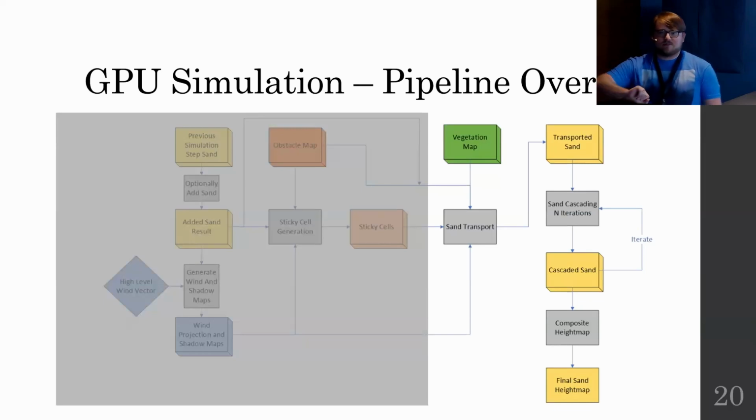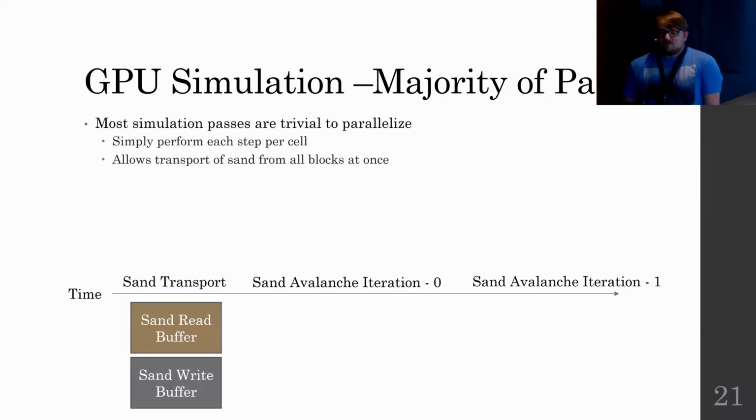So all of this is on the GPU. The majority of the passes were straightforward to parallelize. One of the key intuitions was you don't have to do this in a single event-driven manner. You don't have to focus on a single block of sand. All of this should be able to move at once and be resolved.